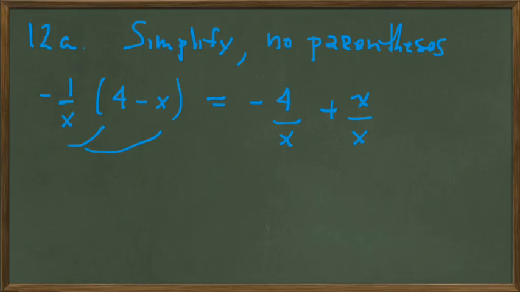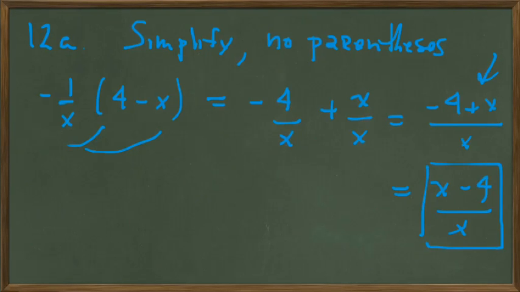So now we have a common denominator of x, and so that is minus 4 plus x over x, which is written a little bit more compactly as x minus 4 over x. Though it's fine to write it in this form, both are correct. So let's move on to 12b.